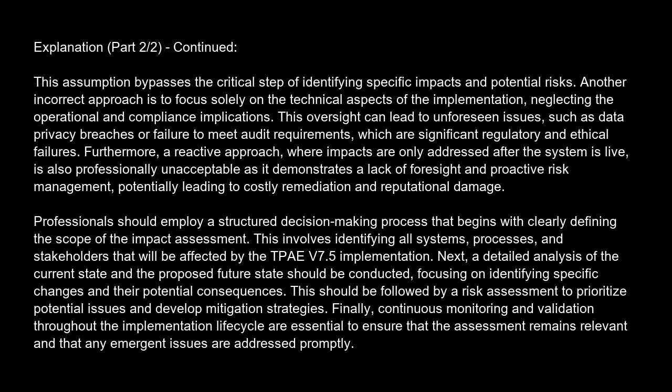Professionals should employ a structured decision-making process that begins with clearly defining the scope of the impact assessment. This involves identifying all systems, processes, and stakeholders that will be affected by the TPv7.5 implementation. Next, a detailed analysis of the current state and the proposed future state should be conducted, focusing on identifying specific changes and their potential consequences. This should be followed by a risk assessment to prioritize potential issues and develop mitigation strategies. Finally, continuous monitoring and validation throughout the implementation lifecycle are essential to ensure that the assessment remains relevant and that any emergent issues are addressed promptly.